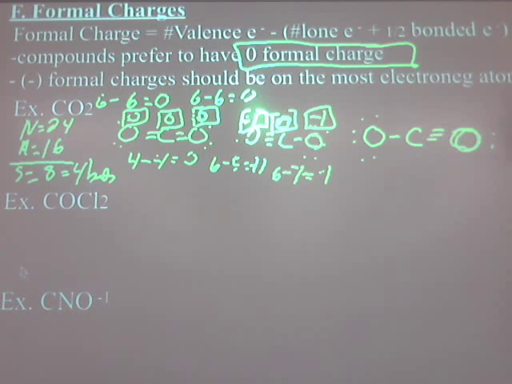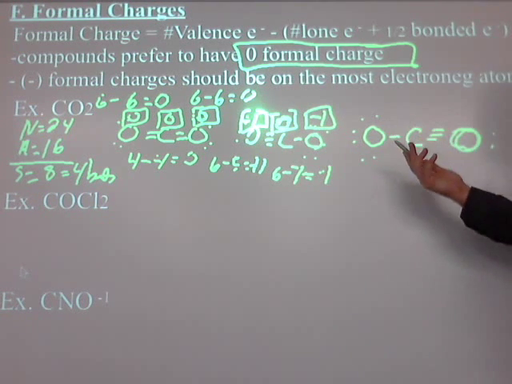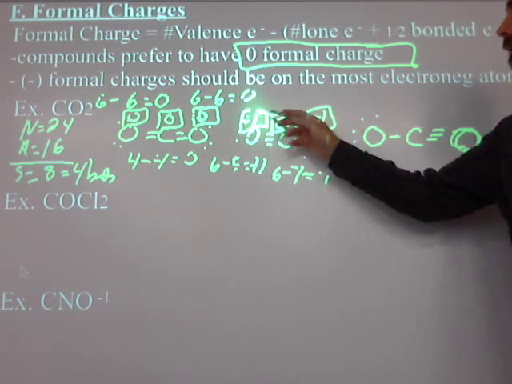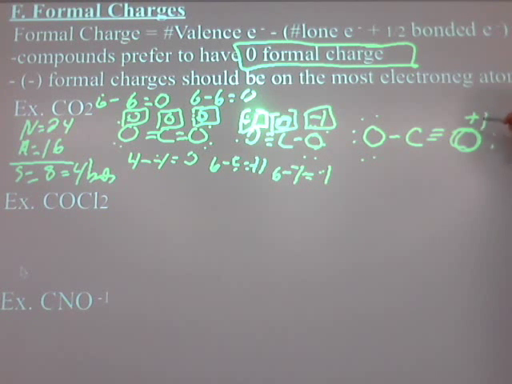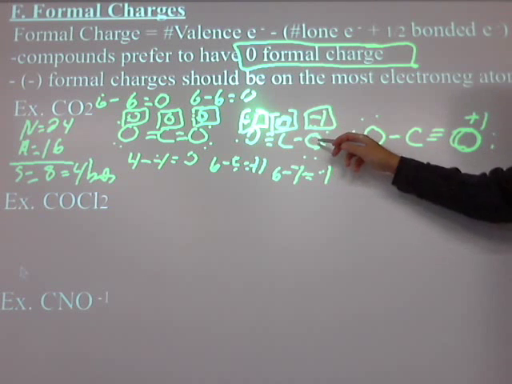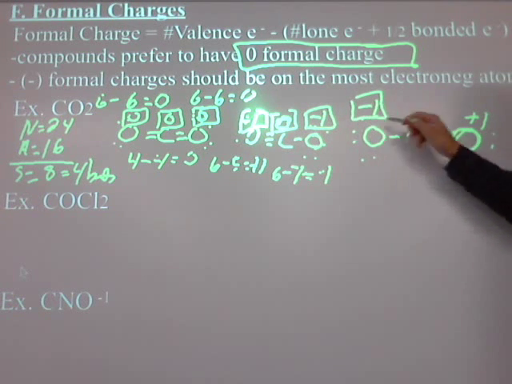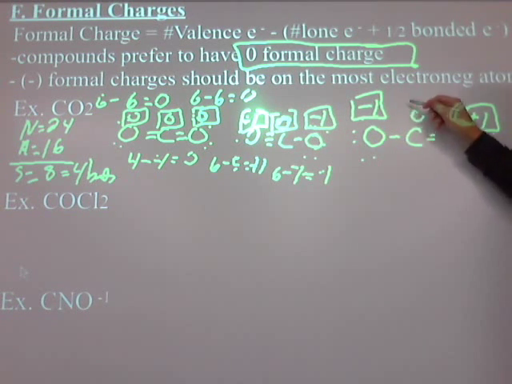Can anybody use a little bit of common sense and see what's going to happen for this guy over here, so I don't have to do them? It's going to be exactly the same, only opposite, right? The guy that had the triple bonded O is going to be a plus 1. The guy that had the single bonded O is going to be a minus 1. And, of course, oxygen is still going to be 0.